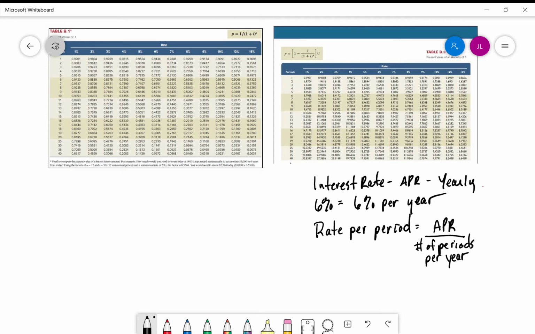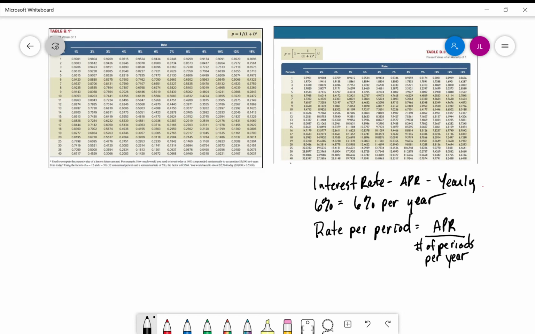For example, in this case we have 6% per year. If we're doing that semi-annually, that means we're taking 6% divided by 2, since semi-annually is twice per year, which is 3% per period. 3% twice a year is 6%. If we're doing that quarterly, it'd be 6% divided by 4, which is 1.5% per period. If we're doing it monthly, 6% divided by 12 is 0.5% per period. And that's what we have up here at the top, the rate per period.